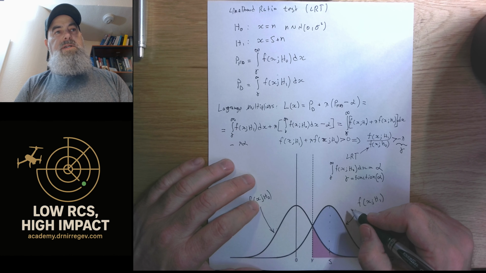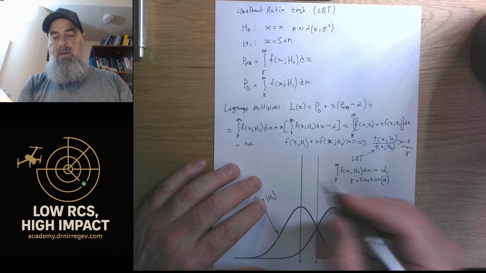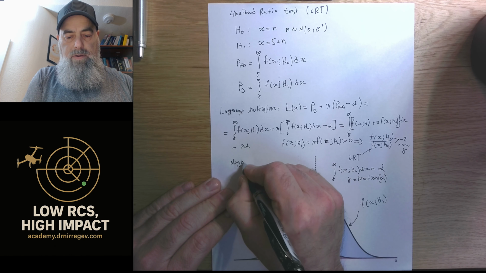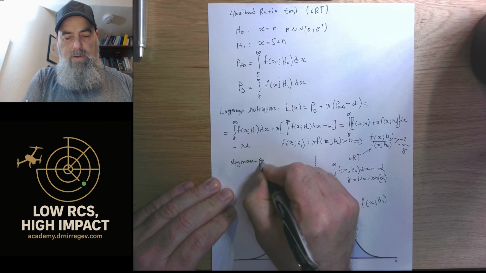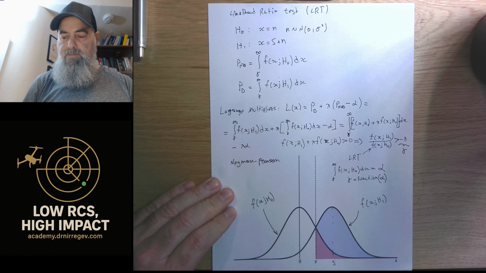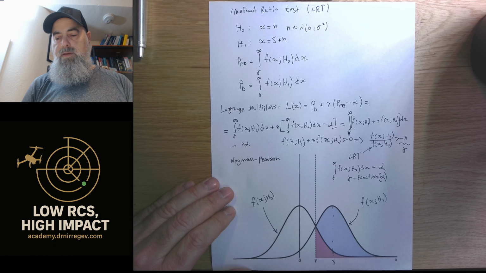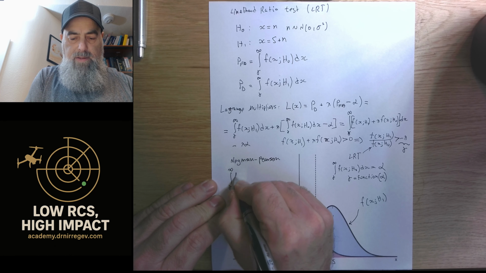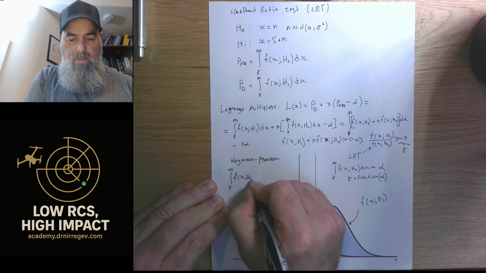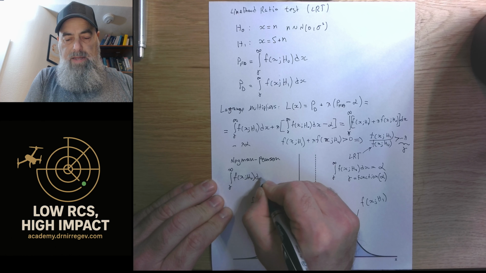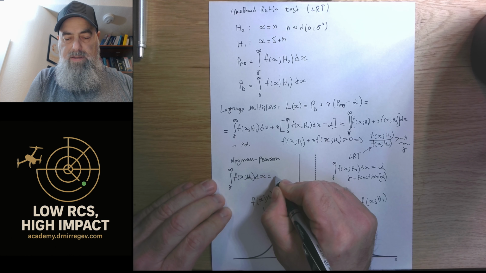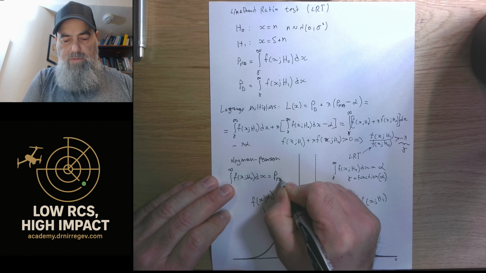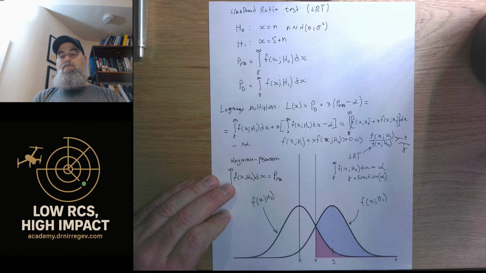This is the Neyman-Pearson theorem. We are choosing gamma such that this integral is a constant PFA that we chose. All right, so that's the way it works.